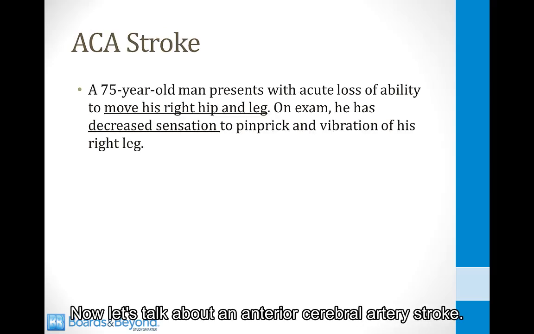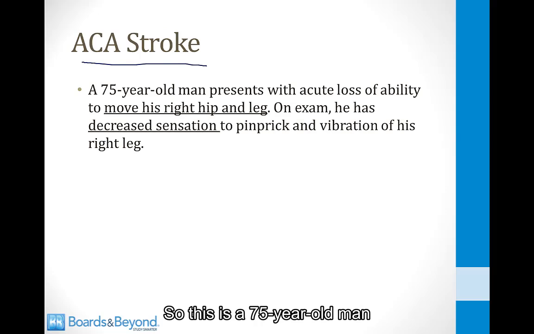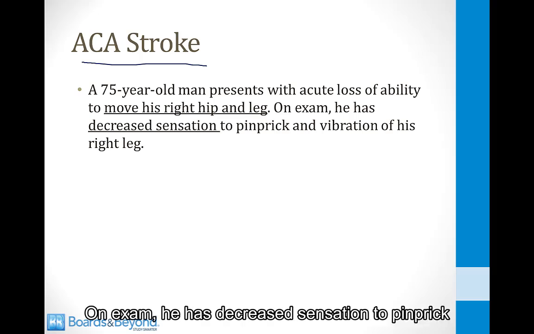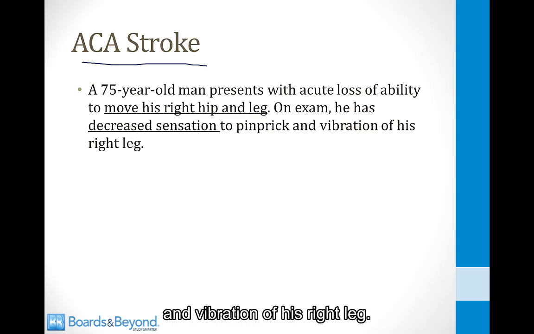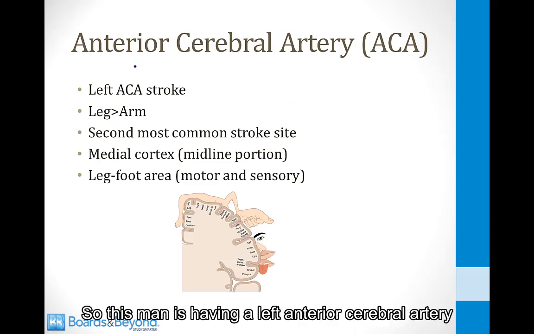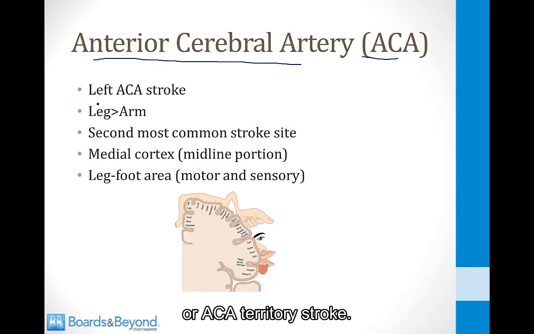Now let's talk about an anterior cerebral artery stroke. So this is a 75-year-old man who has the acute loss of ability to move his right hip and leg. On exam, he has decreased sensation to pinprick and vibration of his right leg. So this man is having a left anterior cerebral artery, or ACA territory stroke. You know it's the left because the symptoms are on the right side of the body.